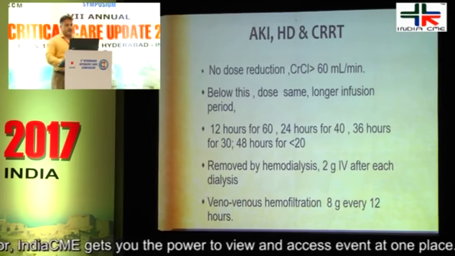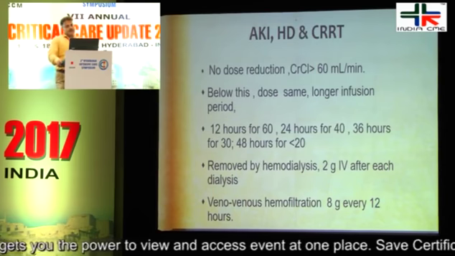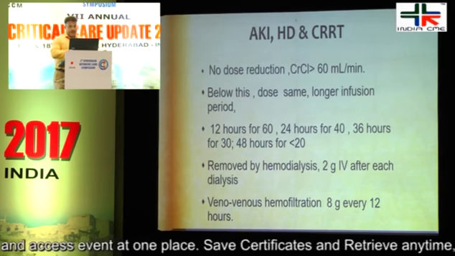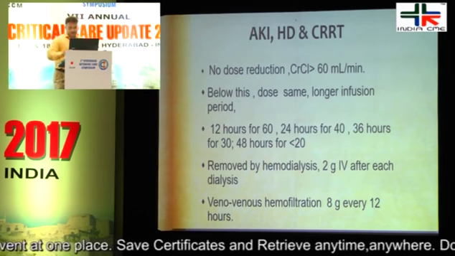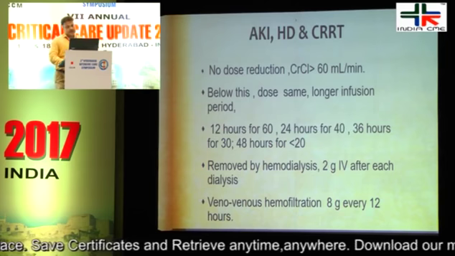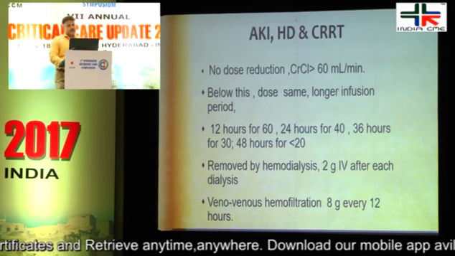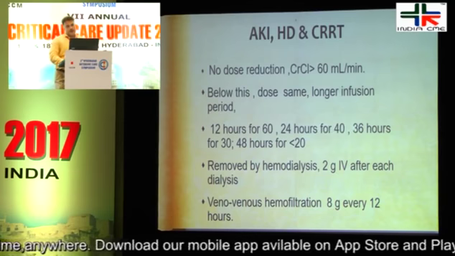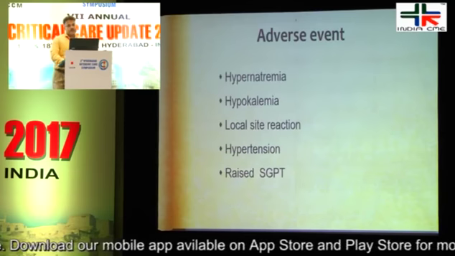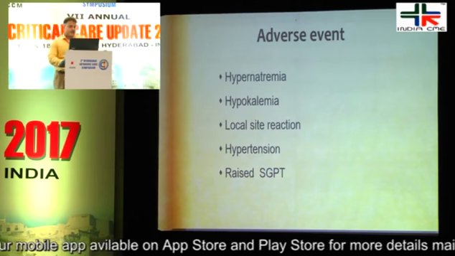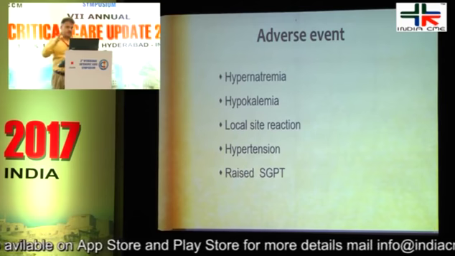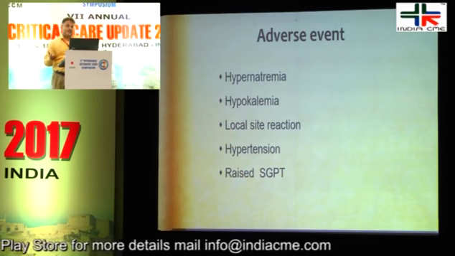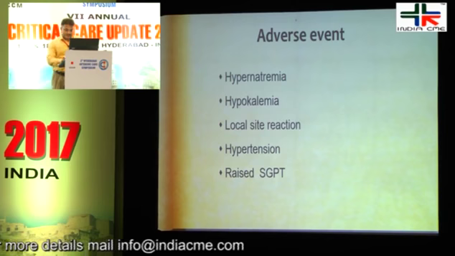For AKI and renal replacement therapy, if creatinine clearance is above 60, no need to reduce the dose, and if there is renal dysfunction, accordingly you prolong the interval but keep the dose the same. If you are using CRRT, you give 8 gram 12 hourly, same dose. For hemodialysis, you dose according to creatinine clearance, but 1-2 gram you need to give after dialysis. Hypernatremia and hypokalemia can occur. Although this drug does not get metabolized in the liver, there are some case reports where raised SGPT led to withdrawing the drug in 2-3 cases.